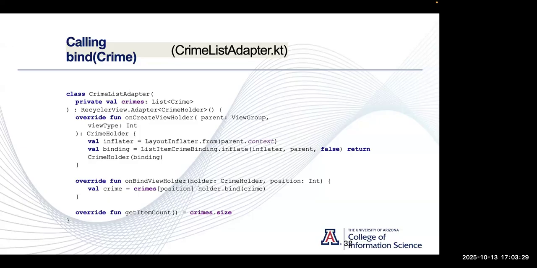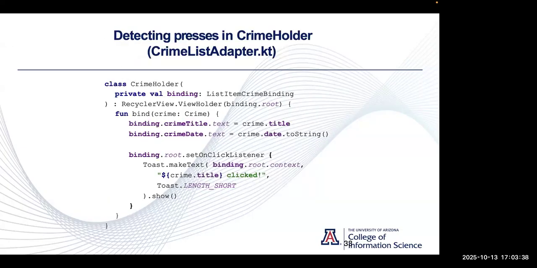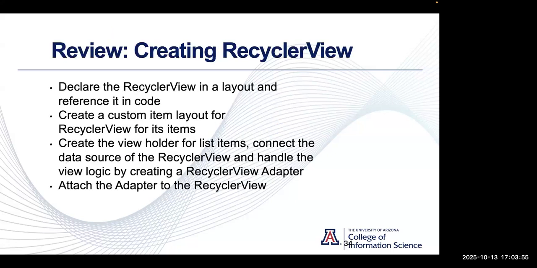So all this code that you see here should be very, very similar to what we need for Assignment 4. Just so you know, we're pretty much just changing our code from crime to glucose. And then obviously adding the information: instead of the title it would be the average, and the check mark to see if things are normal or abnormal. Okay. And so, quick review. Creating the RecyclerView, you declare the RecyclerView in a layout and reference it in code. You create a custom item layout for the RecyclerView for its items, and then create the view holder for its list.